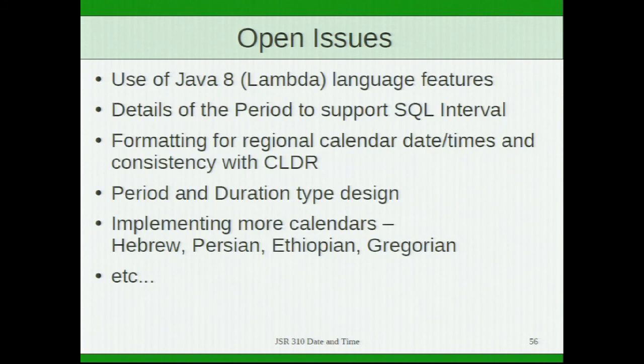One of the things we haven't looked at closely is whether there's any potential for integration with Java 8 language features. There's a potential to use default methods and maybe some Lambda features, but we haven't really gotten to that point. I think mostly we have the details of periods settled to support SQL, but we've got to finalize that. There are a bunch of detailed issues around formatting of regional calendar and date and time things, to be consistent between what the JDK does today and what the CLDR standard for formatting suggests. And we have to implement a bunch of calendars which we haven't yet implemented. Some of them are easier than others, so there's more to do there.